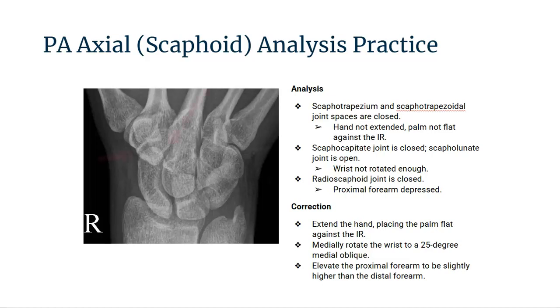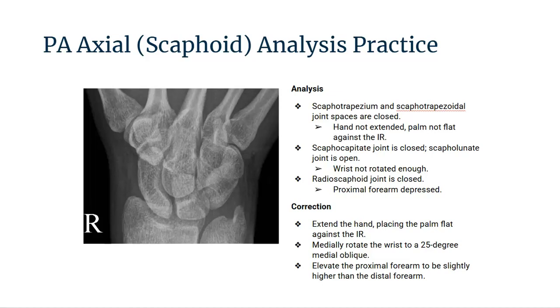In this projection, we're seeing closed scaphotrapezium and scaphotrapezoidal joint spaces again. This suggests that the wrist position is not adequate. The hand is not extended enough, and the palm isn't flat against the IR. This is also causing the scaphocapitate joint to be closed, while the scapholunate joint remains open. This is a sign that the wrist hasn't been rotated enough. Additionally, the radioscaphoid joint is closed, likely due to inadequate wrist rotation, and the proximal forearm is depressed, which is throwing off the alignment of the distal forearm here.